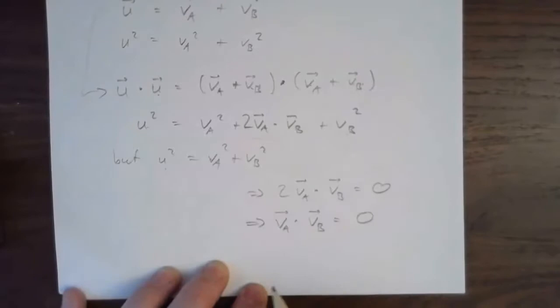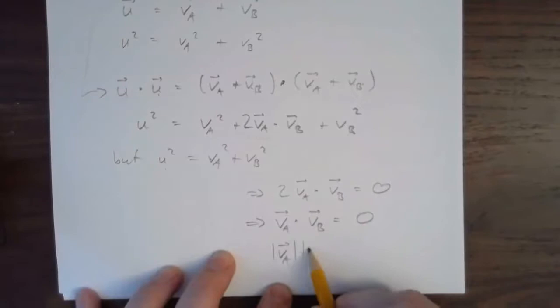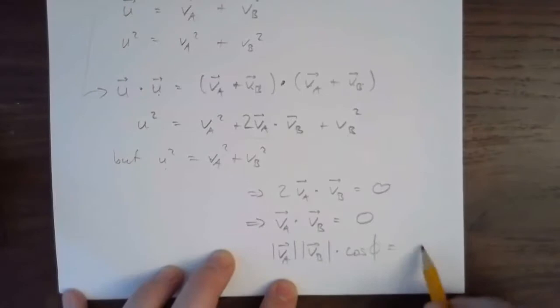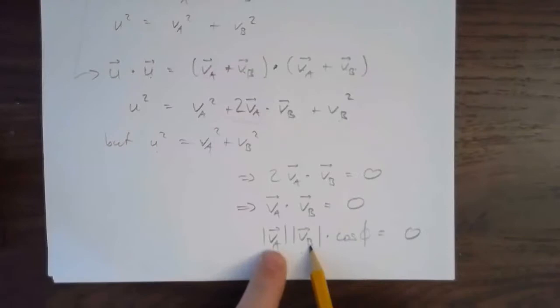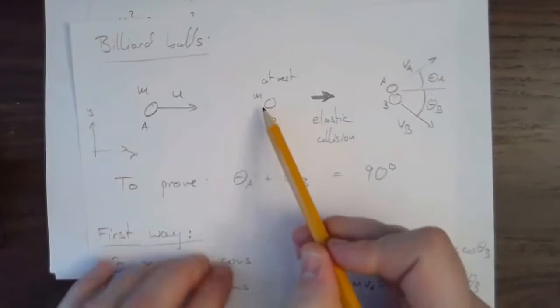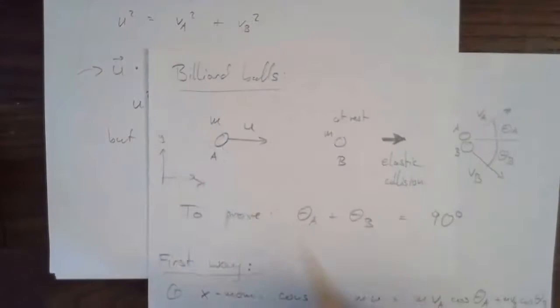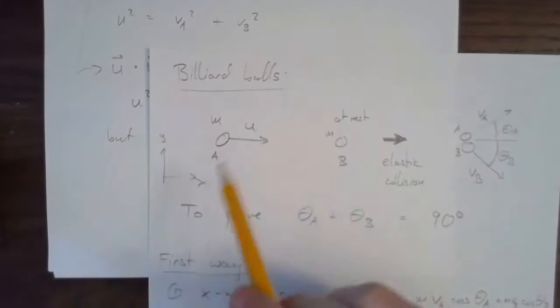We're going to use the stuff I wrote down just above. It's the two magnitudes times the cosine of the angle between them. Well, that means either one of them is 0, so one ball might stop. And that's possible. One possibility is this one comes in and stops, and this one goes off. In this case, v_A would be 0. It could be that v_B is 0. I think that just means you missed. If this one is 0 afterwards, it means you just missed. It didn't hit it. Okay, let's assume neither one of them is 0.